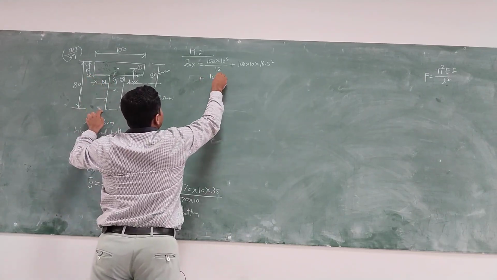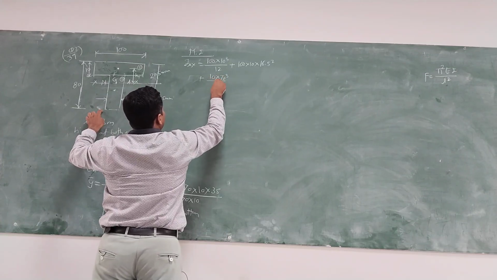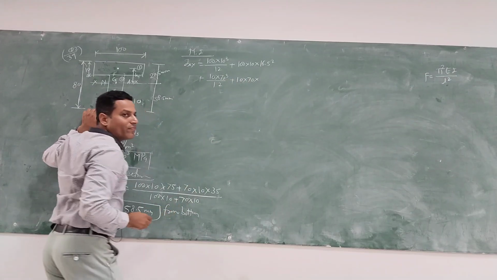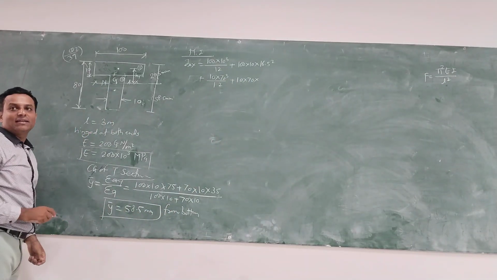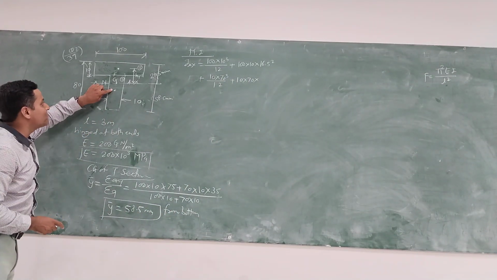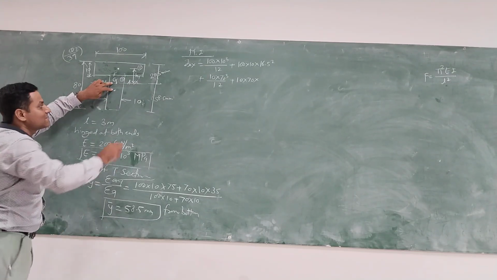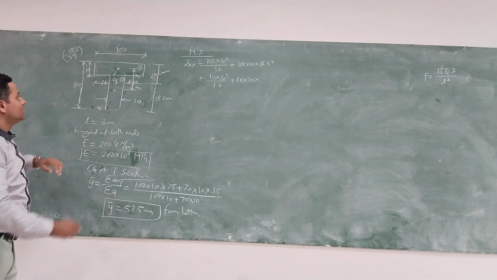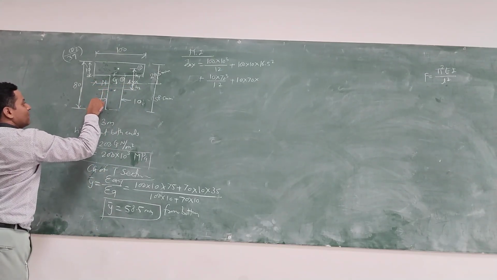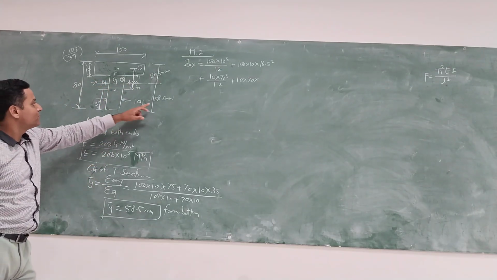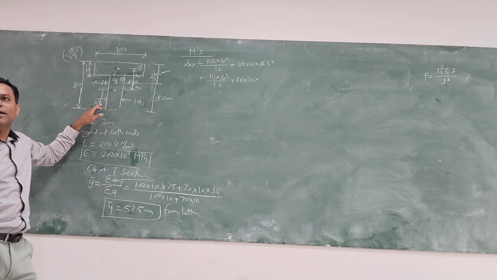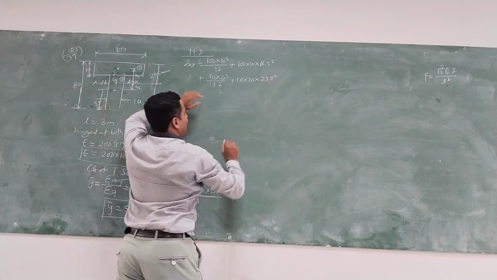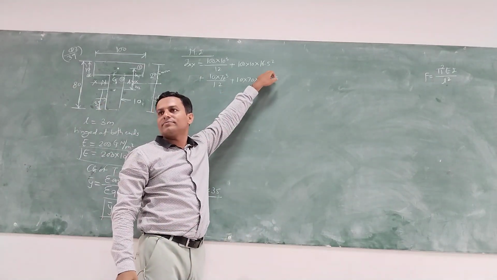Now plus for this second one, B D cube, 70 cube divided by 12 plus area 10 into 70 into H. Now we'll require the distance between CG of second section and neutral axis. So I want this distance. This distance is 35. 58.5 minus 35, 23.5 square. AH square. Okay.